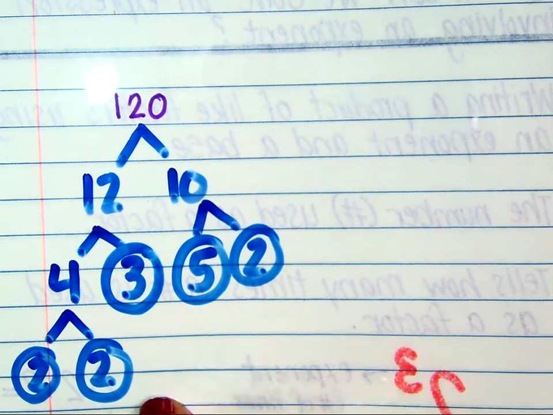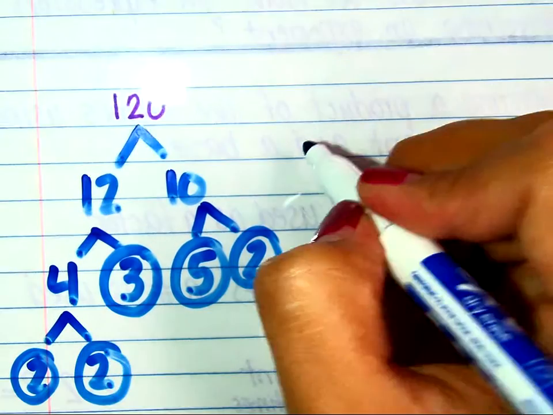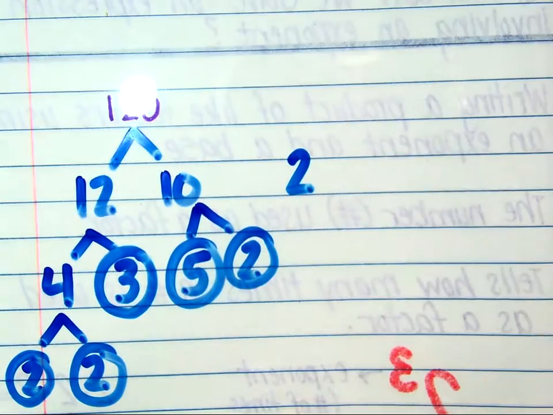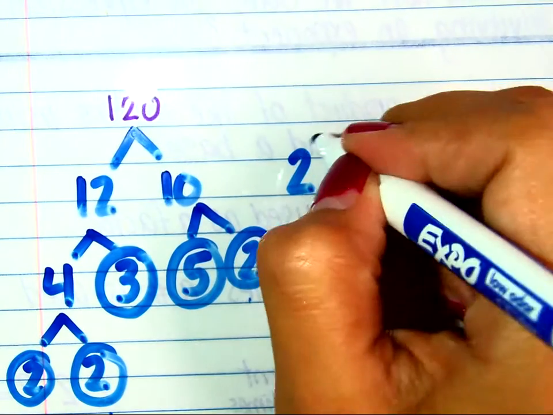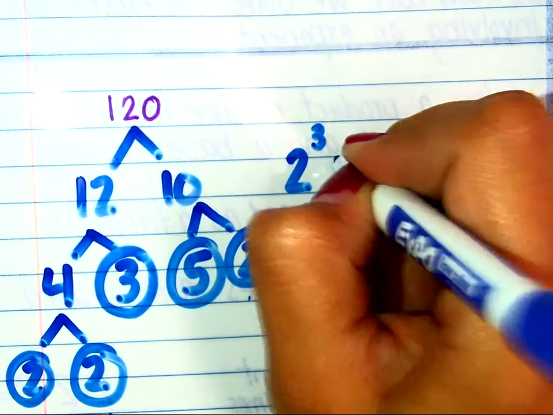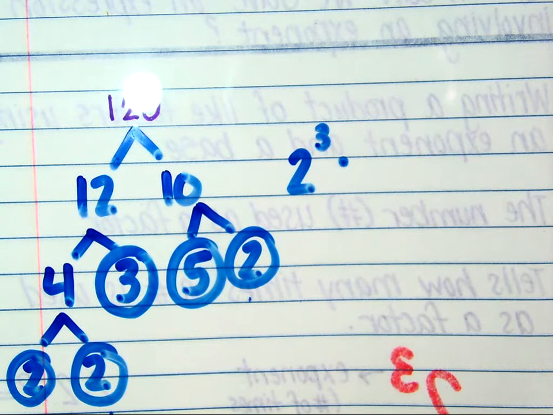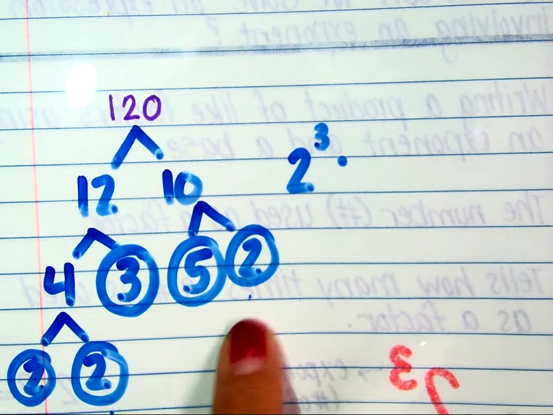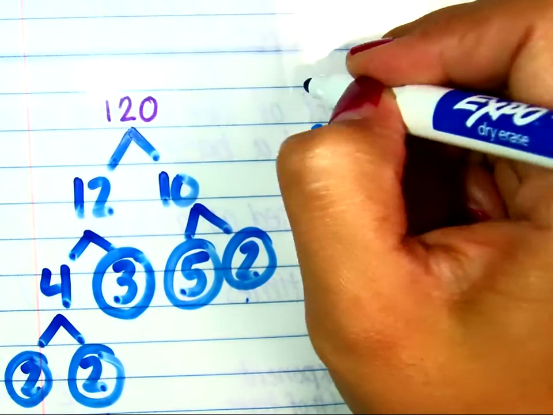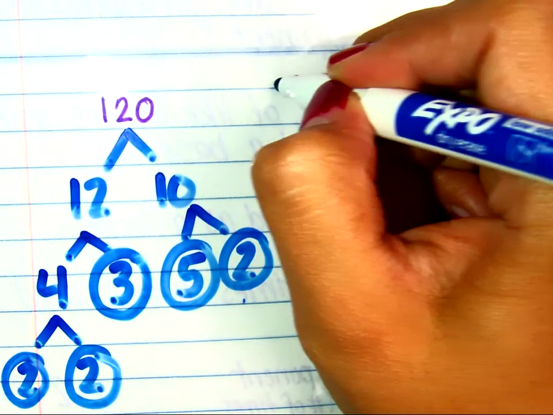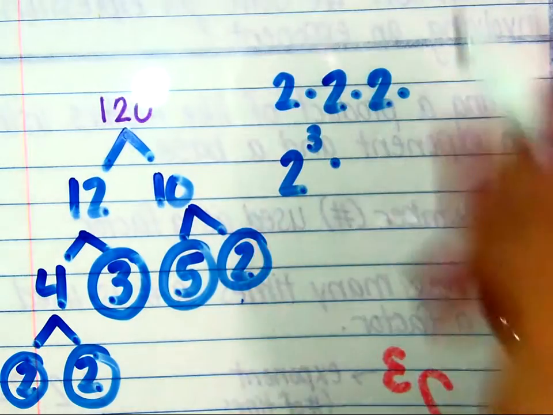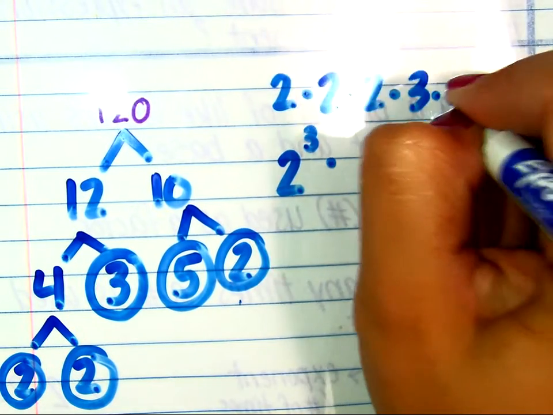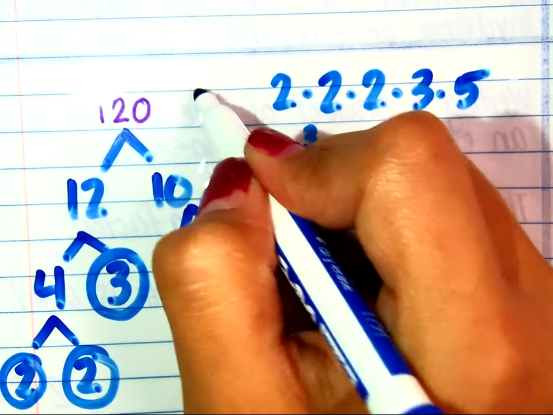So I have 2 as a factor. And how many times does 2 repeat? 1, 2, 3. So 2 to the third power times... Actually, let me backtrack for a second. What you could do to make sure that you have it right is to list the factors. And every time we list the factors, we list them in order from least to greatest. So 2 times 2 times 2, there's a 3 and a 5. This first one is just prime factorization.